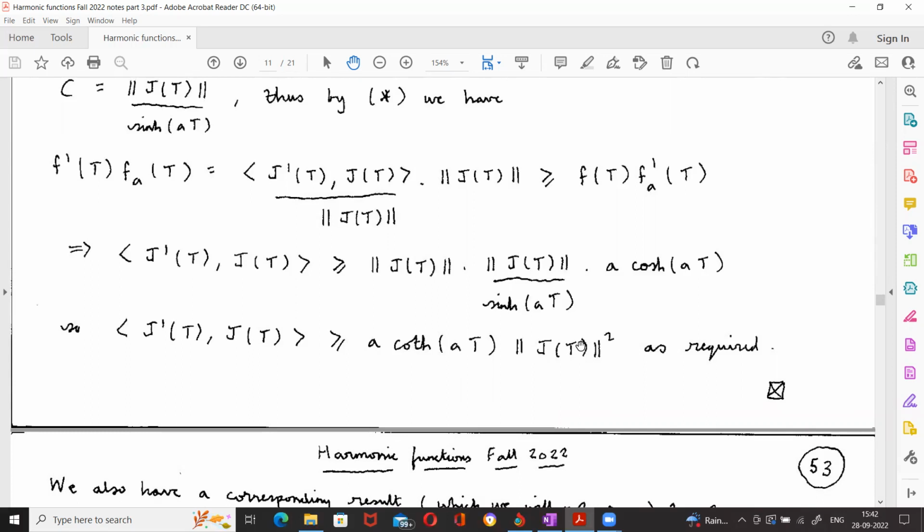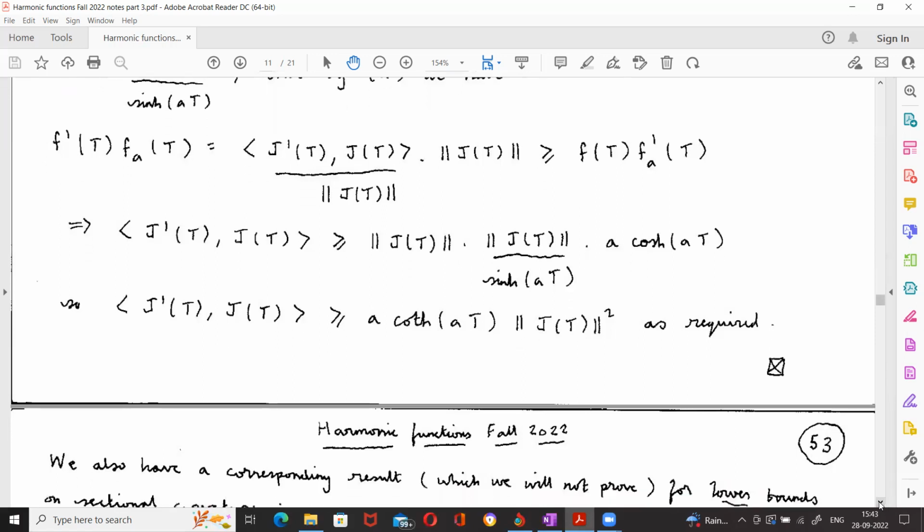Okay, so again, we get an inequality which doesn't have any auxiliary function FA. This is just about the Jacobi field J itself, that this function inner product J prime J, it has to grow at least as fast as this, okay? It has to grow at least this fast, okay? Is this all right? Yes, sir. Okay. So now let's continue.